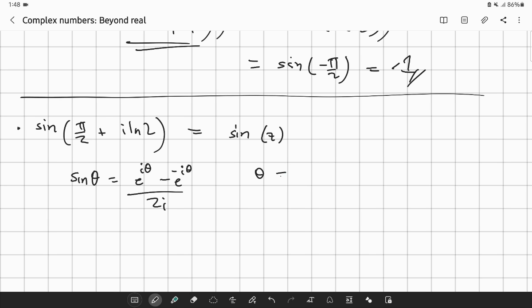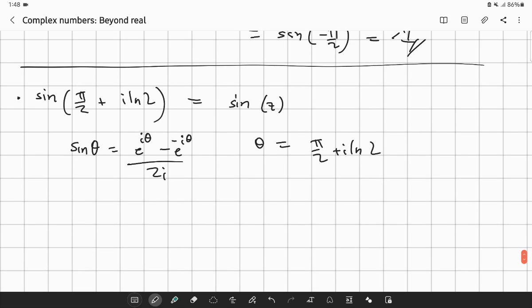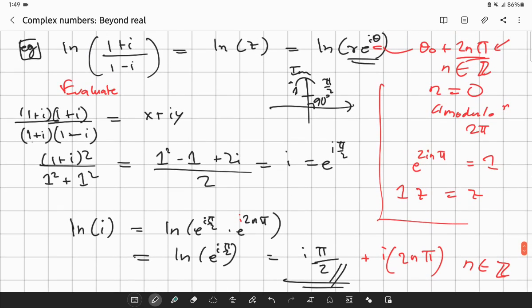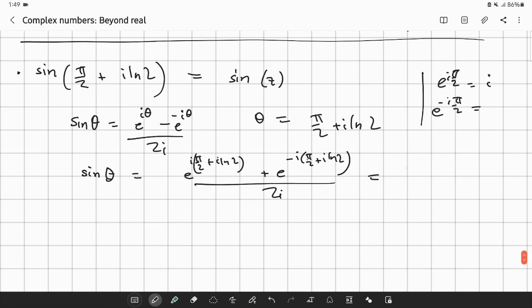Okay, let's substitute theta equals pi over 2 plus i ln 2. What will it be? I have sine of theta equals e raised to i times (pi over 2 plus i ln 2), minus e raised to minus i times (pi over 2 plus i ln 2), divided by 2i. Now e raised to i pi over 2, as we said, is i. So e raised to minus i pi over 2, if you go the other way, minus 90 degrees, is minus i. Oh, again, I made a mistake here. This should have been minus, so I have i.